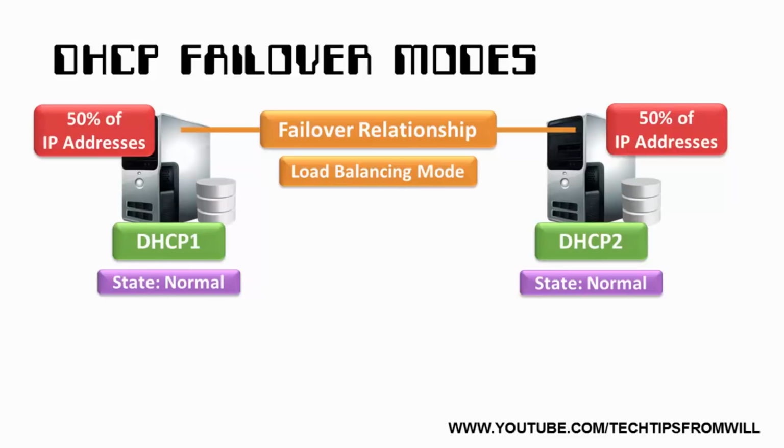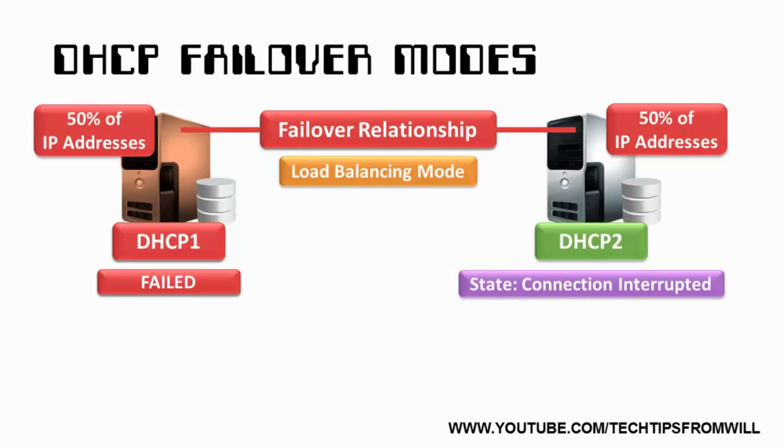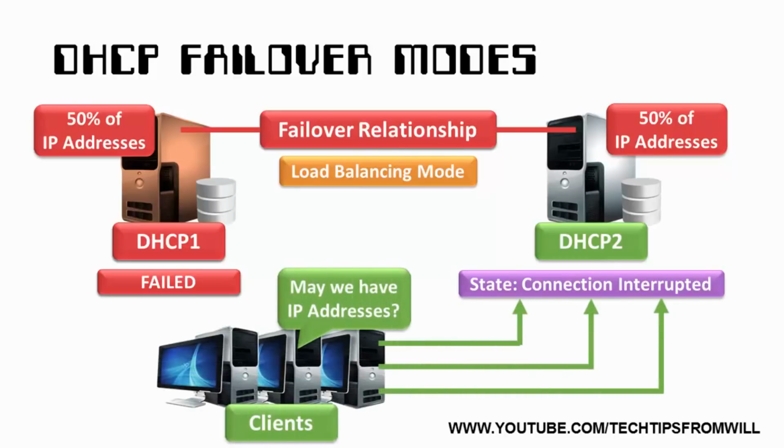Let's say that DHCP Server 1 has failed. When DHCP Server 2 next attempts to contact DHCP Server 1, it will not get a reply. When this happens, DHCP Server 2 will drop the connection and will enter what is called the connection interrupted state. At this point, DHCP Server 2 will start handling all of the lease requests from clients, whilst at regular intervals attempting to re-establish its connection with DHCP Server 1.